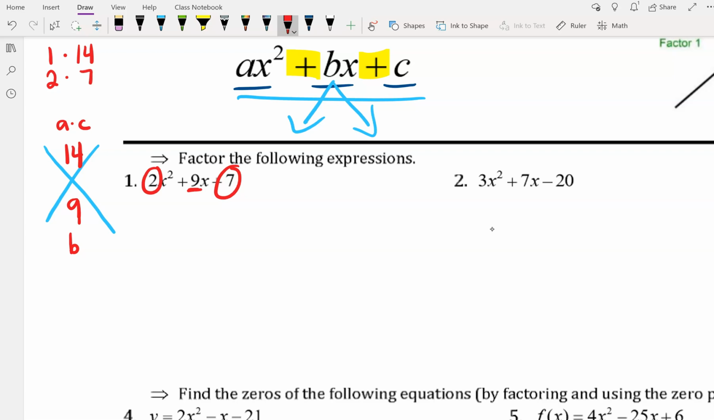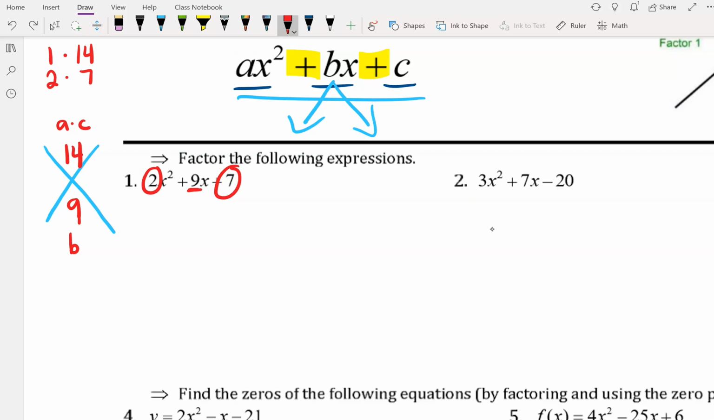3 doesn't go into 14. 4 doesn't go into 14. 5 doesn't go in. 6 doesn't go in. 7 does go in, but I already have 7 written down. Since I already have that, I know that I'm done with my list of factors. So I just go in order, starting with 1 until I start repeating, and then I know my list is done.